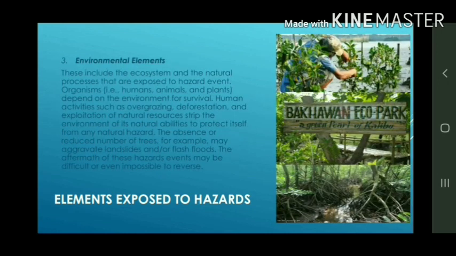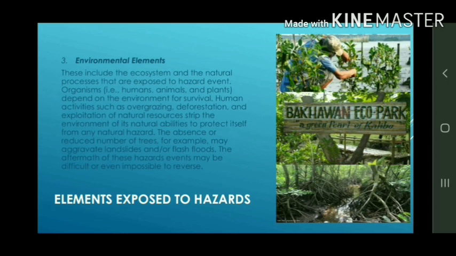We have the environmental elements. This includes the ecosystem and the natural processes that are exposed to a hazard event. Organisms, for example humans, animals, and plants, depend on the environment for survival. Human activities such as overgrazing, deforestation, and exploitation of natural resources strip the environment of its natural abilities to protect itself from any natural hazard.